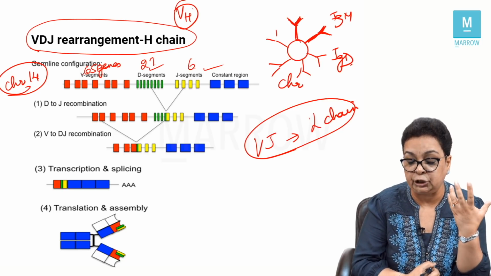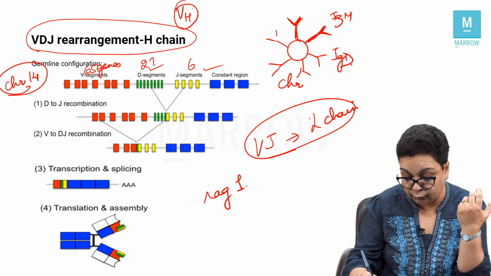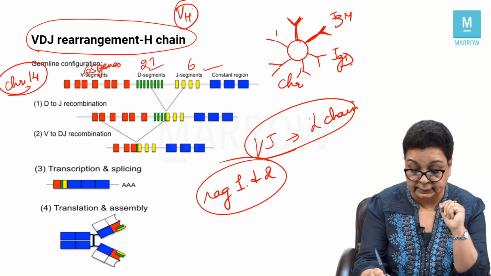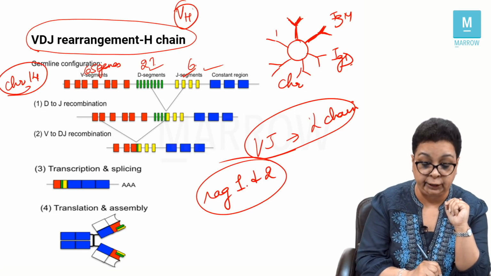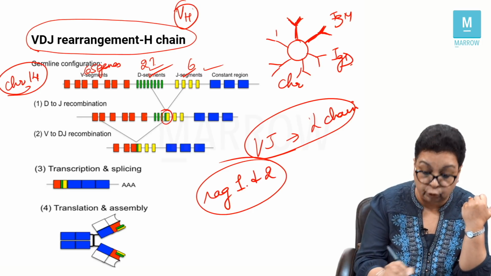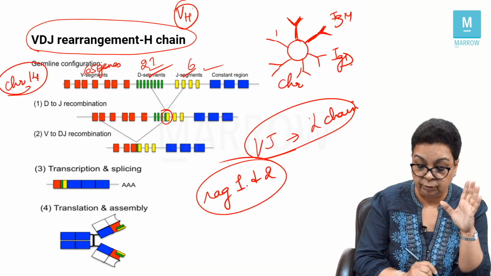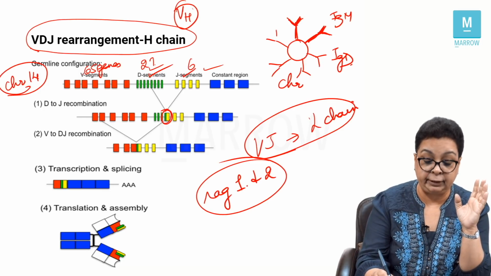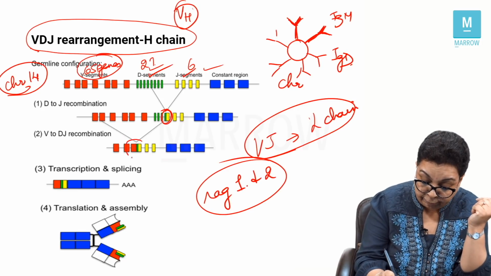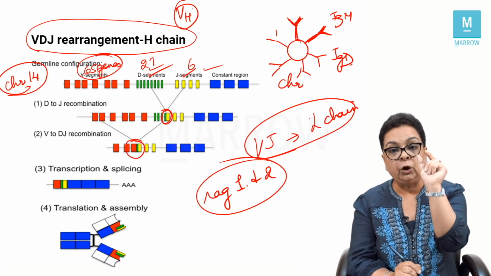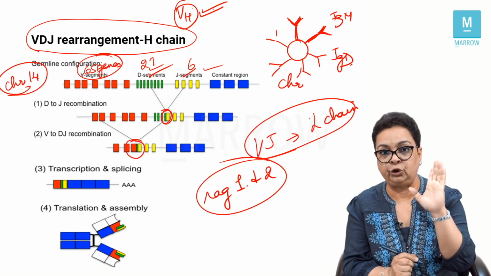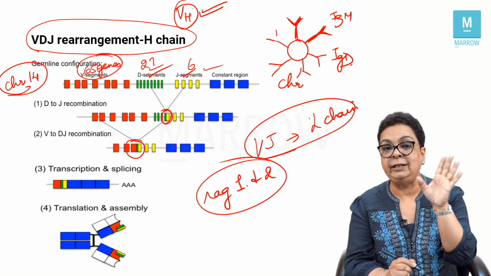So what is rearrangement? A special group of enzymes, RAG1 and RAG2, will randomly select one of the segments from the J, one of the genes from the J and the D, and join them together. It is totally random, right? Once this has rearranged, one of these 65 genes will be selected randomly, and finally we will have a complete gene which will be encoding for the variable part of the heavy chain, right? So this is called VDJ rearrangement.